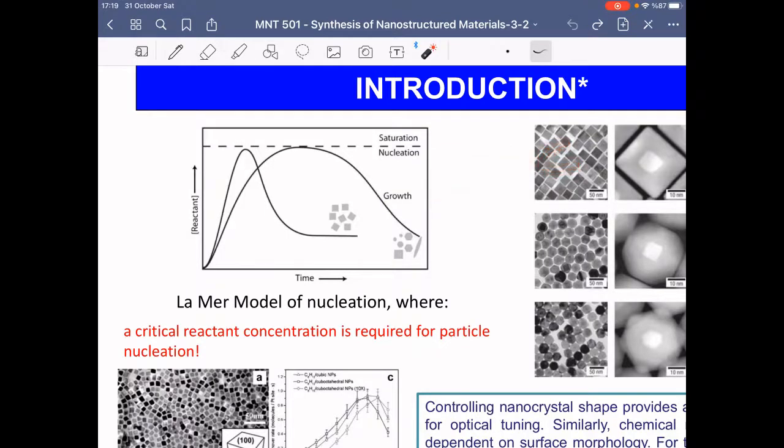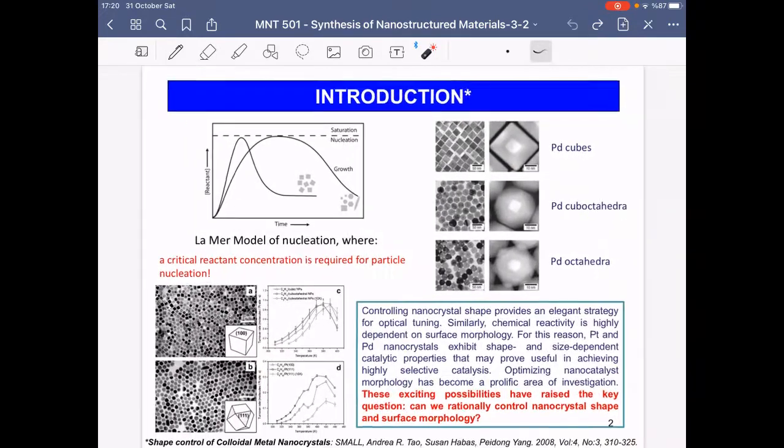These are my reactants. So I am giving food to my reaction until here. The concentration of the reactants is increasing up to a point. That's called the supersaturation point. And then we go into the depletion mode, okay? So the reactant concentration starts going down, and that's where my nucleation and growth mechanisms start to form these nanocrystals. Okay, so this is a very important figure to start our discussion today.